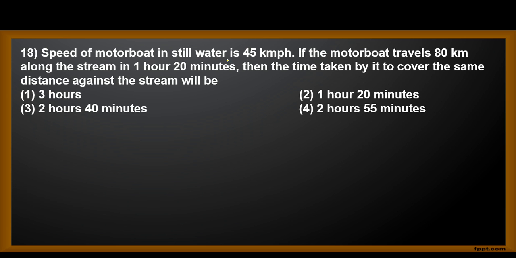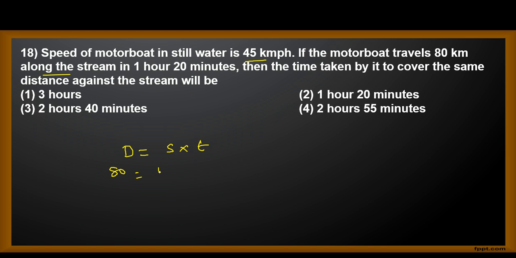Speed of a motorboat in still water is 45 km per hour. If the motorboat travels 80 km along the stream, meaning downstream, in 1 hour 20 minutes, the time taken by it to cover the same distance against the stream will be? First of all, what is the formula? Distance equals speed into time. What is the distance? 80 km downstream.